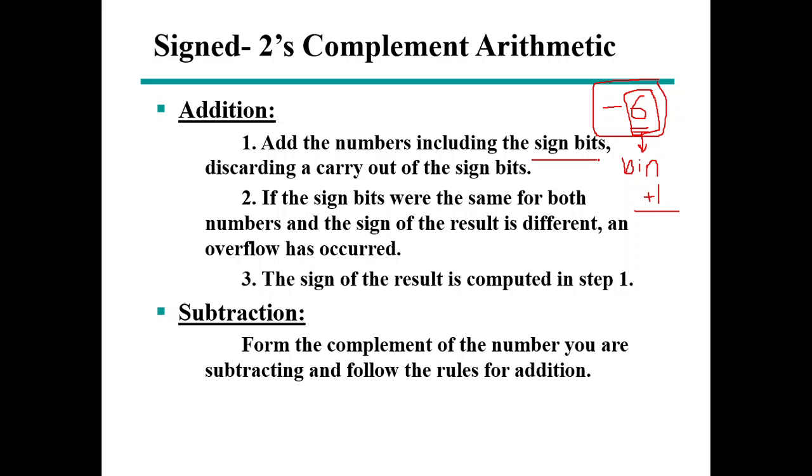And if there is a carry out of the sign bits, just discard that carry. Now, if the sign bits of the numbers you were trying to add were the same, if they were both positive, the sign bits would be both 0. If they were both negative, the sign bits would be both ones. If you add them and the sign of the result is different, that means that an overflow has occurred. The result cannot be specified in the set number of bits.